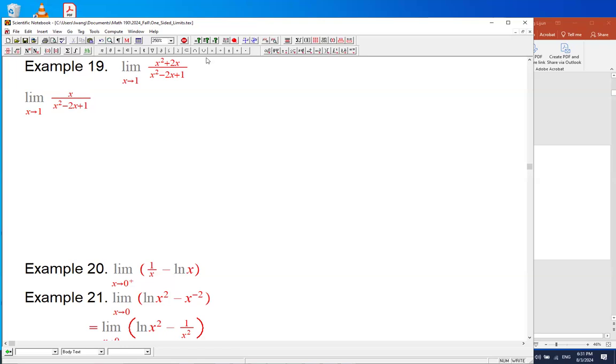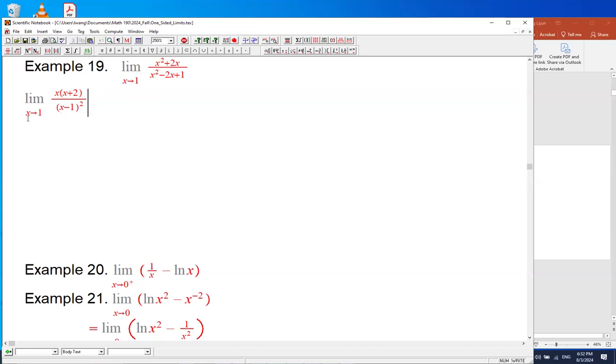We cannot apply the limit law because the denominator, if x equals 1 is plugged in, is going to be 0. So we're going to factor. The numerator is going to factor into x times x plus 2. The denominator is going to be x minus 1 squared. But then there's no common factor. We can't reduce anything.